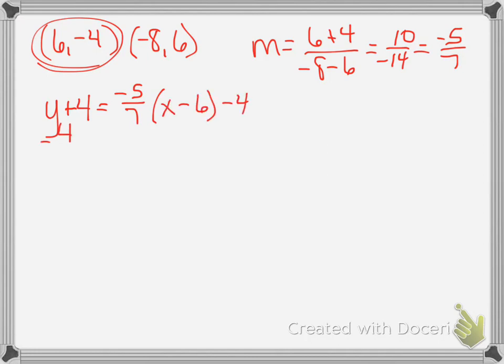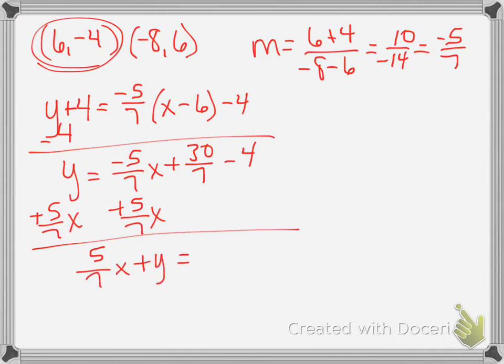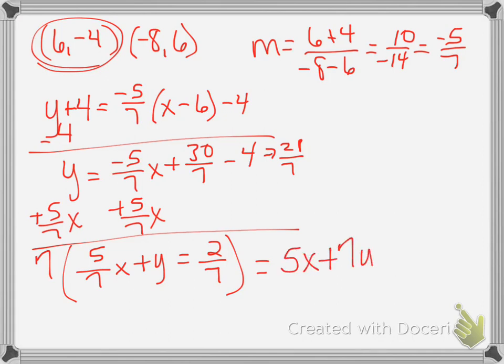I'm going to move my 4. I'm going to distribute. I'm going to leave that 30/7 minus 4. I'm going to move my y over. Remember, it's okay that there's a fraction there for now. Plus y. I know that this is 28/7, so I'm going to say 2 7s there because that was a negative. And now to undo that fraction, I'm going to multiply by the common denominator, 5x plus 7y equals 2.